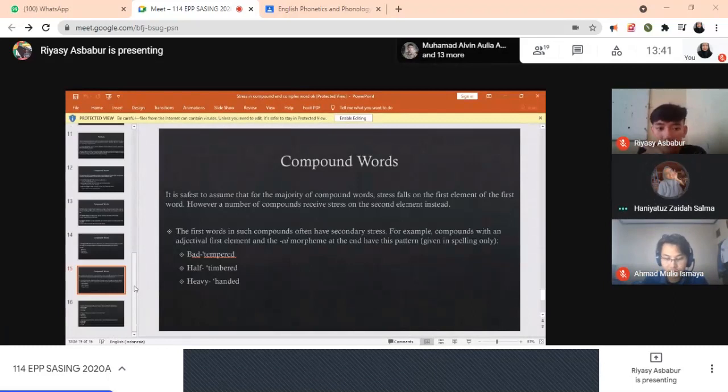Okay. It is safest to assume that for the majority of compound words, stress falls on the first element of the first word. However, a number of compounds receive stress on the second element or second word instead. The first word in such compounds often has secondary stress. For example, compounds with an adjectival first element and the -ed morpheme at the end have this pattern, given in spelling only. For example, bad-tempered, half-timbered, and heavy-handed.